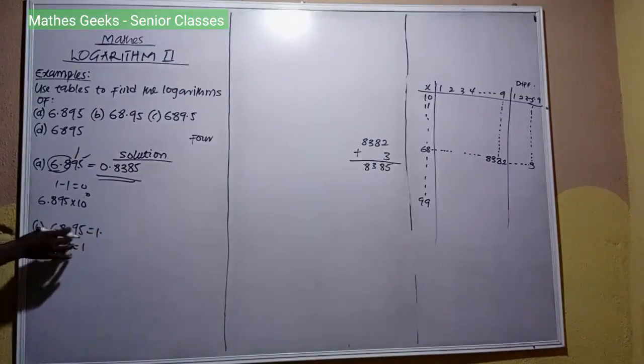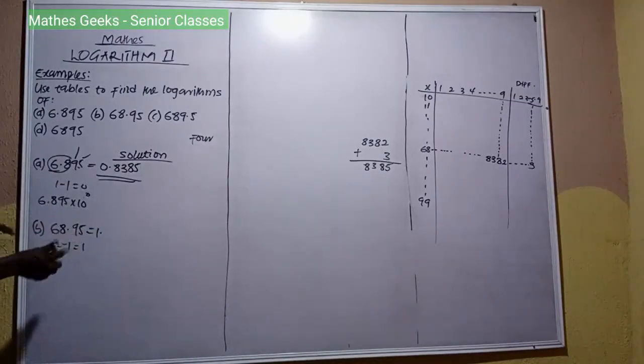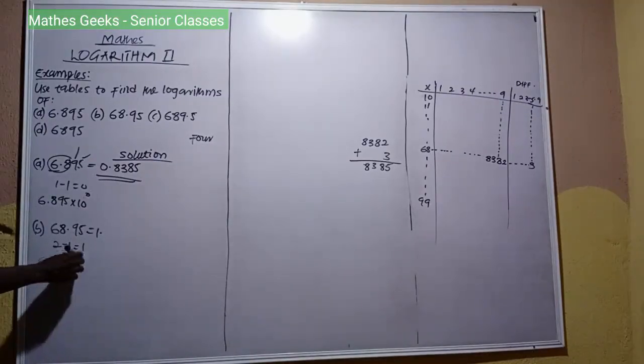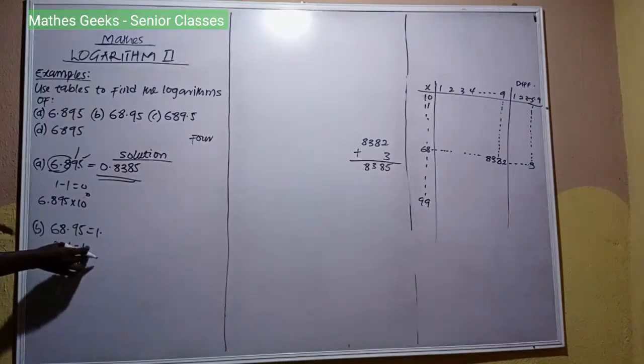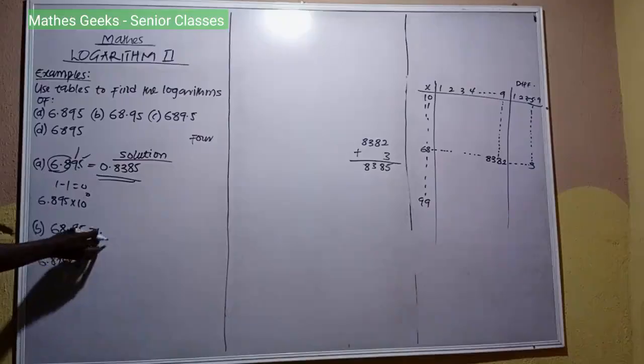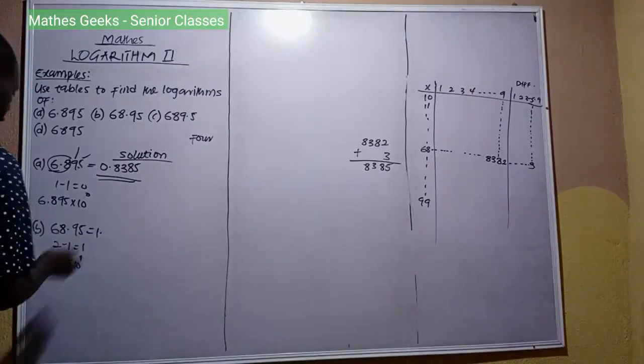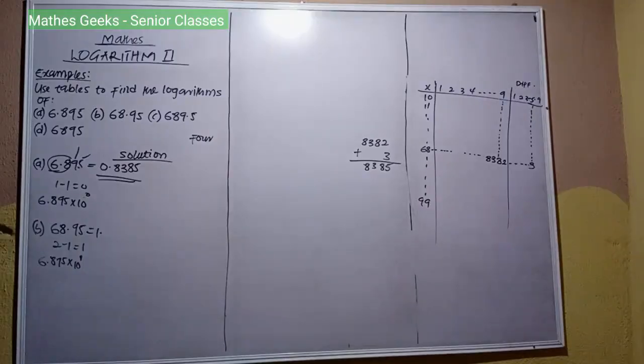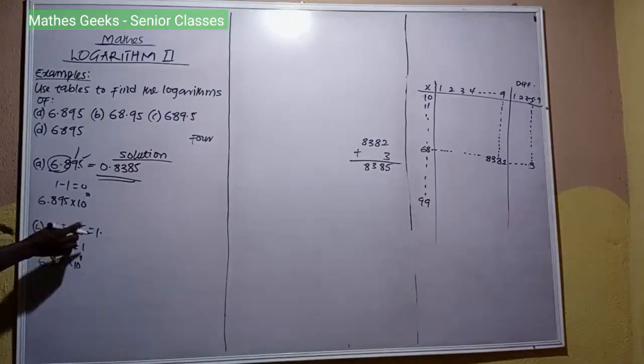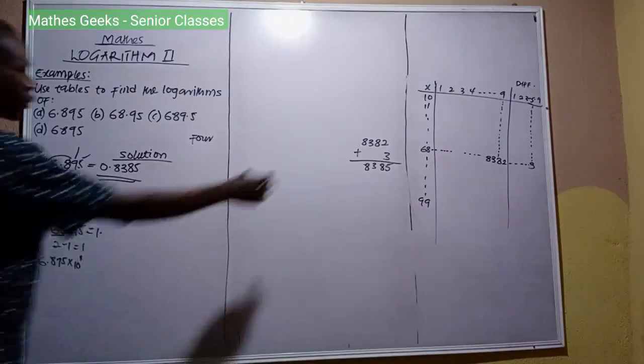Another way to do it is to express this number in standard form. When you express this in standard form, it becomes 6.895 times 10 raised to 1. So the power of 10 is usually the characteristic, 1. The next thing is to find our mantissa. To do that, we're going to look for 68 under 9 difference 5, which is already what we have done.